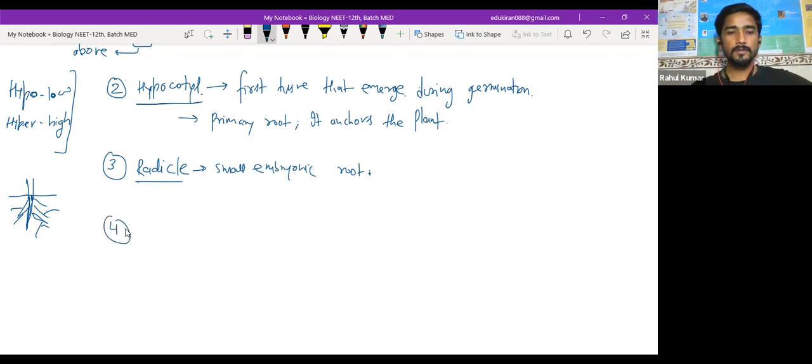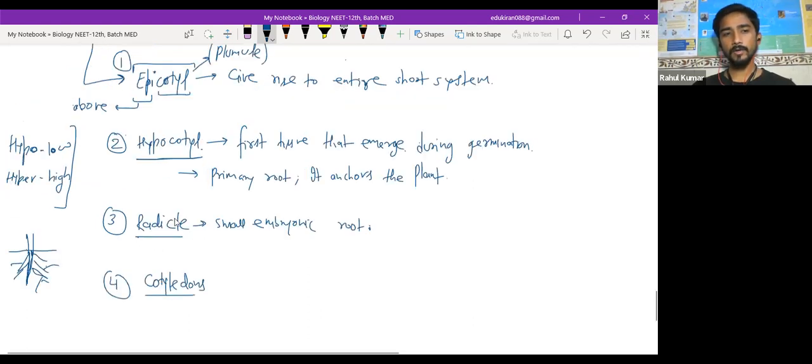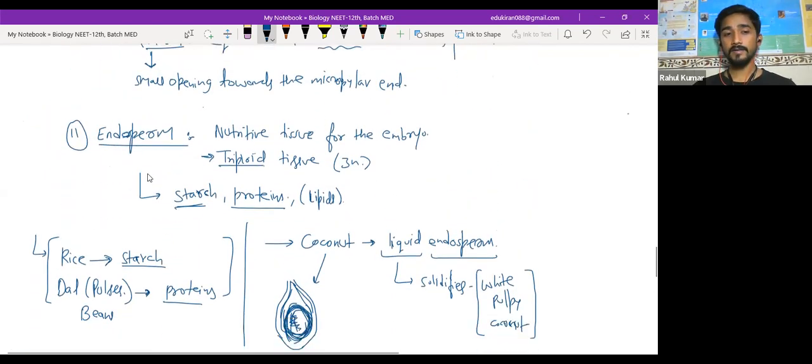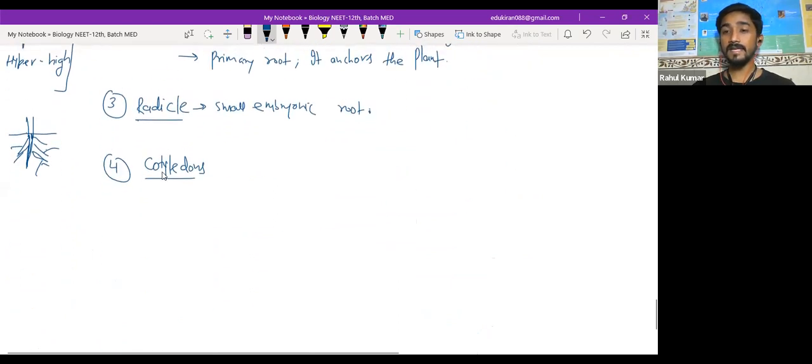And the fourth important part of the embryo is the cotyledon. So this we have already studied. Cotyledon and endosperm are different, but endosperm is present inside the cotyledons. Do you understand? When we study endosperm, we are talking about that tissue which is nutritive.